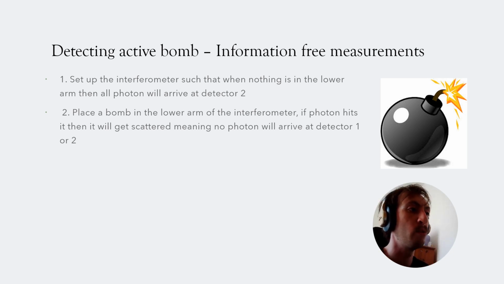Then what we do is we place a bomb in the lower part of the interferometer. So for our sample, we placed it on the vertical part of the interferometer. For our bomb, it's on the lower part of the interferometer.